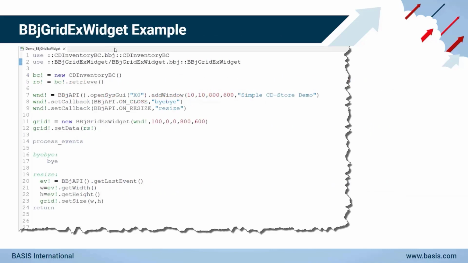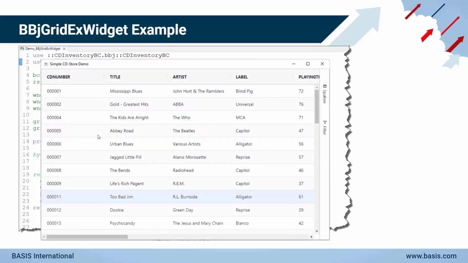This sample shows how to populate the BBjGridExWidget with the result set that is returned to you by the retrieve method of the BC class. We again instantiate the class, use retrieve, and then we simply use the grid's setData method to pass the result set, and the BBjGridExWidget does the rest for us. Here we have a nice output of our data in the grid.